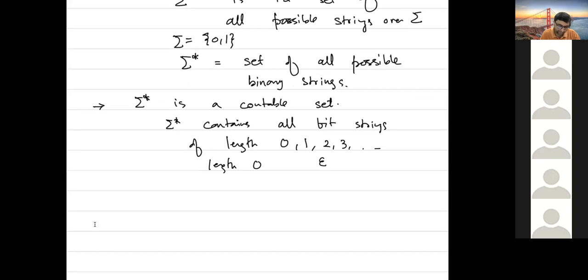How many of length one? There are two strings, zero and one. How many bit strings of length two? There are four strings, 00, 01, 10, 11. How many of length three? There are eight, right? 000, 001, till 111. So we have eight strings and so on. Since we can list down all of them, we can count them. So let's say this is one, this is two, three, four, five, six, seven, eight, nine, 10, and so on. Since we can count them, therefore it's countable. We can create a bijection from the set of natural numbers. So sigma star is countable.